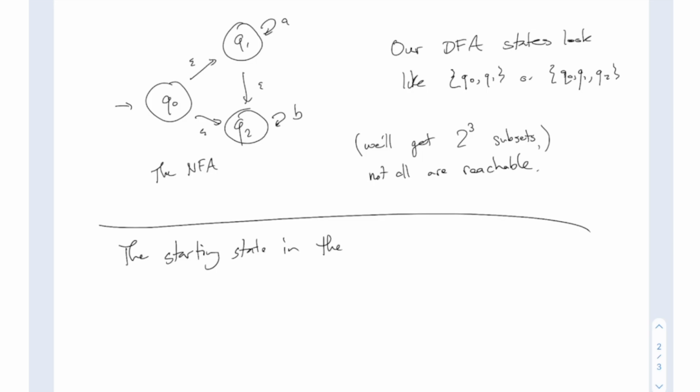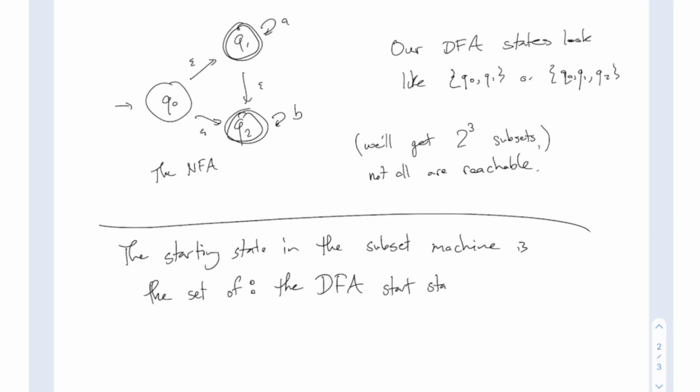But anyway, the starting state in the subset machine is the set of the DFA starting state, which in our example is Q0. Sorry, I didn't draw that. Q1 and Q2 are supposed to be accepting, although that's not going to matter for a while. Anyway, the starting state in the subset machine is the set of, first of all, the DFA starting state, together with any other states you can reach by epsilons from the starting state.